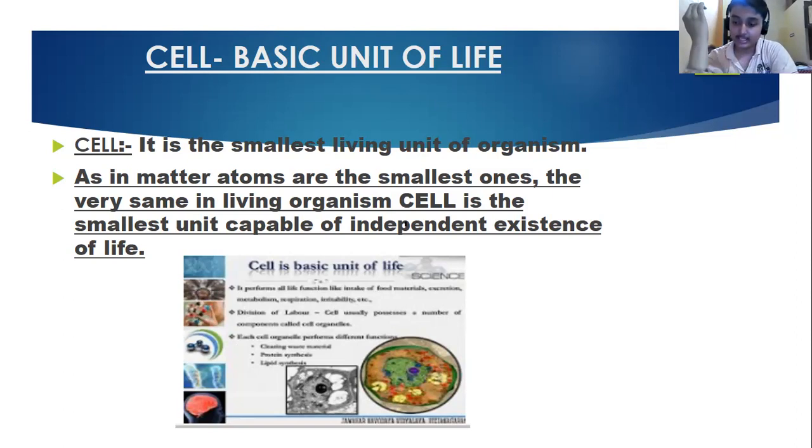My hands are made up of this basic unit, the brick of the organism, a single cell. Even life starts from a single cell, when the zygote forms after reproduction. As in matter atoms are the smallest, the very same in a living organism the cell is the smallest unit capable of independent existence of life. A cell is made up of molecules, and molecules are made up of atoms. And atoms are made up of sub-fundamental particles: electron, proton, and neutron.